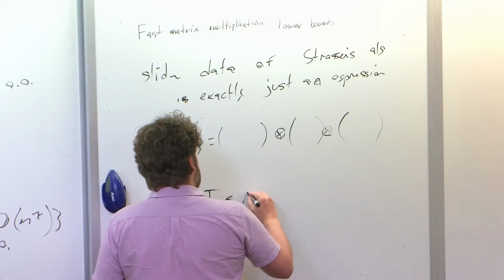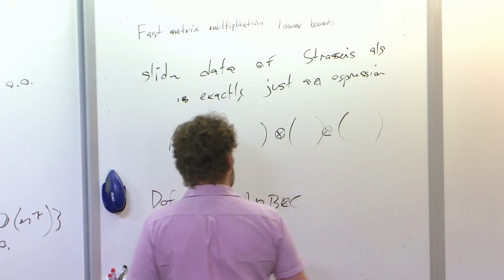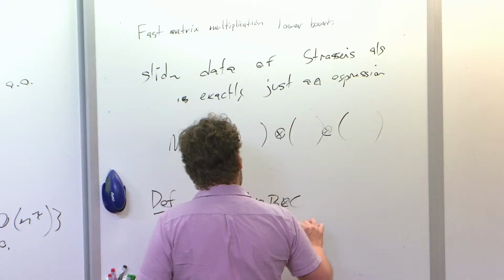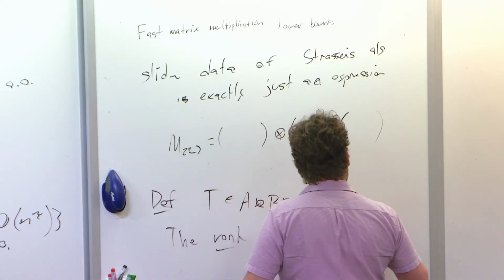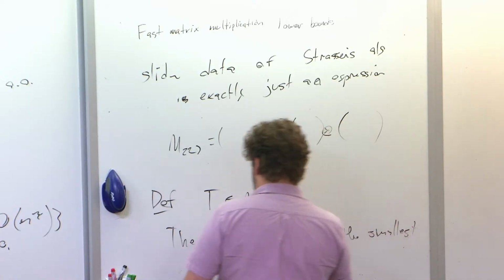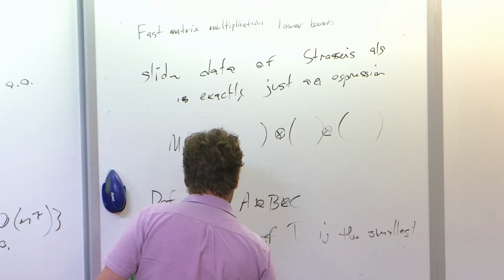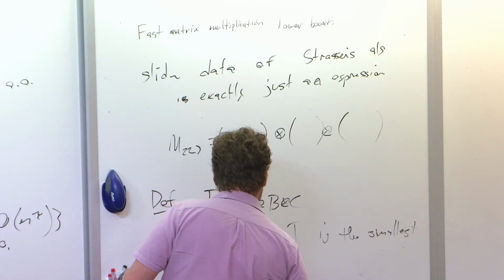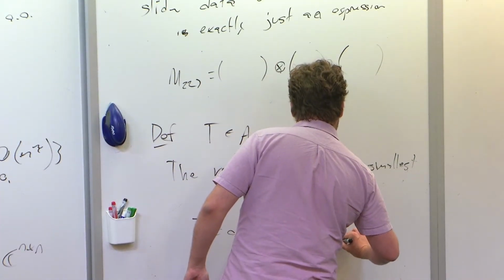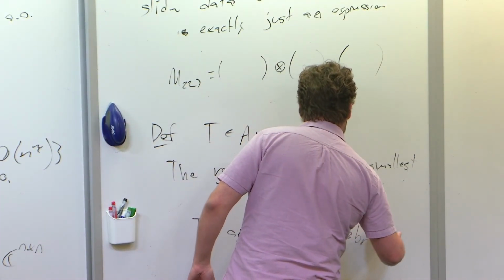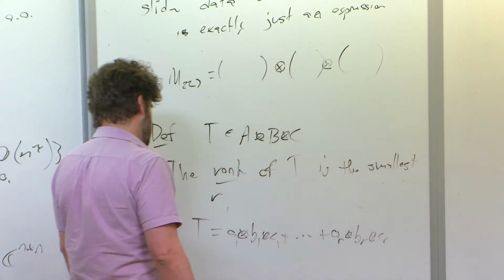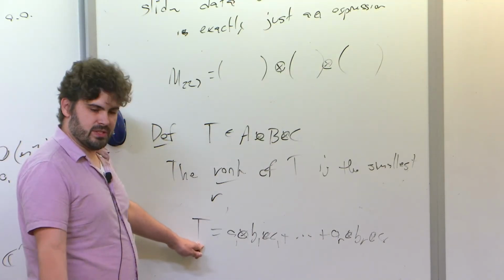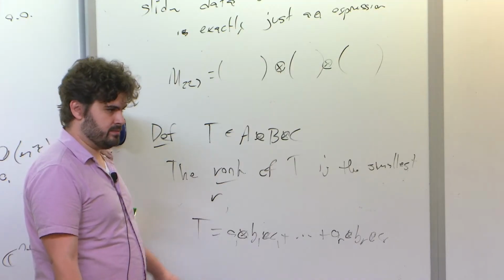So if T is, say, an A tensor B tensor C, we define the rank of T as the smallest R so that T is the sum of R rank 1 tensors. And the data of Strassen's algorithm is just the statement that the rank of the 2 by 2 matrix multiplication tensor is at most 7.